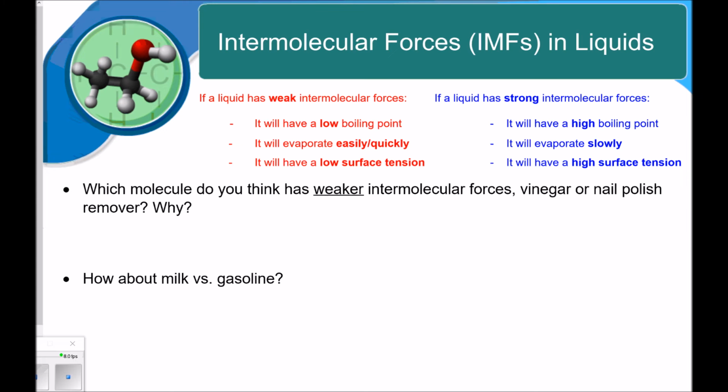So the molecule that has weaker intermolecular forces would be nail polish remover. And the reason is that it evaporates very quickly. So, okay, here's a second question. How about milk versus gasoline? Well, gasoline is definitely going to evaporate more quickly. So I would say gasoline has the weaker intermolecular force.